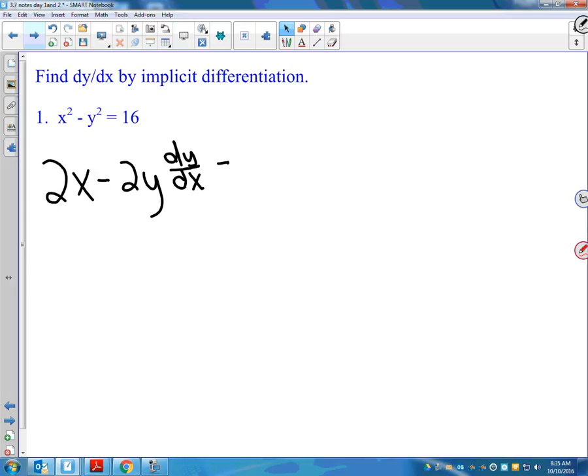And then, what's the derivative of 16? 0.